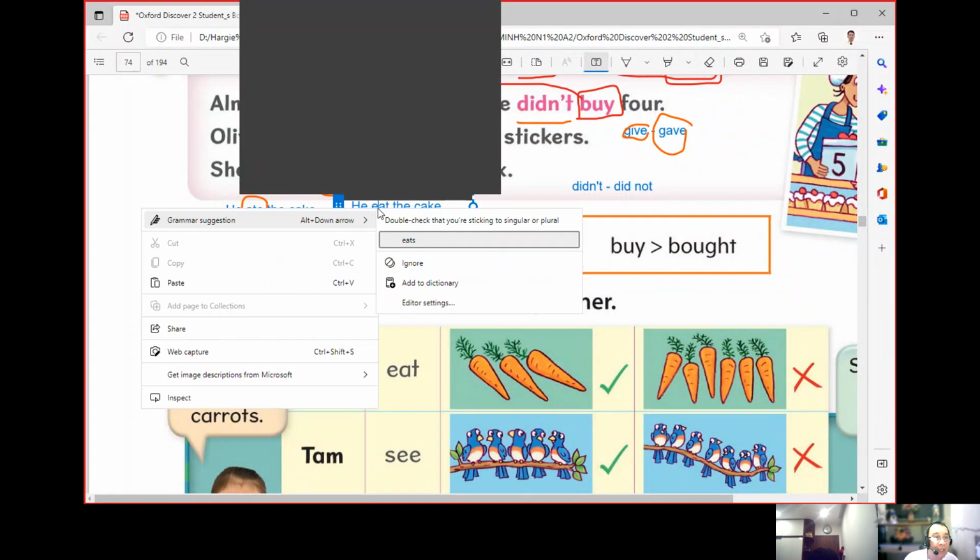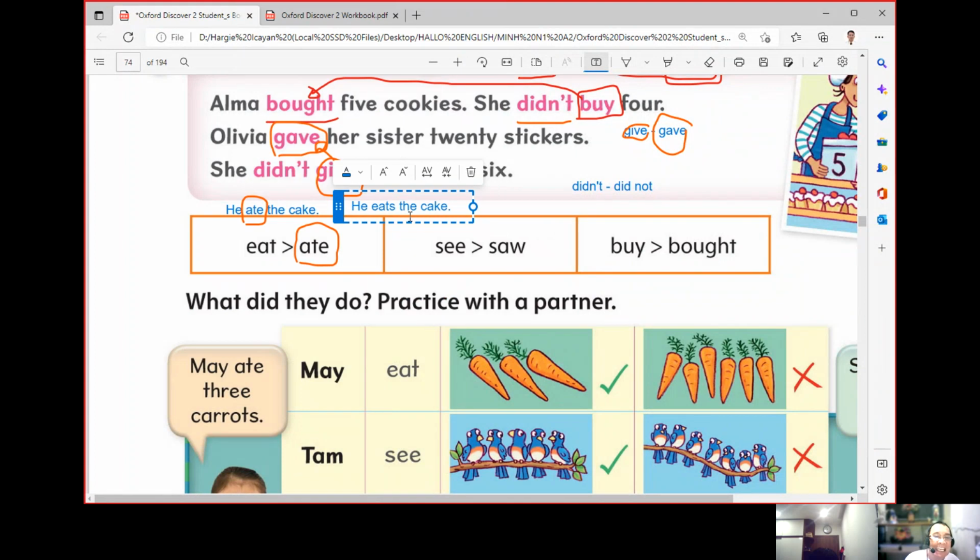But of course, we need to use the he eats. We need to add s. So he eats the cake. Why is it we need to add the s in here? Because we use subjects such as he, she, it. Right? So he, she, it. Then after that, base form of the verb plus s.